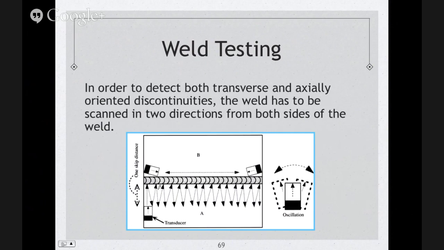In order to detect both transverse and axial discontinuities, the weld has to be scanned in two directions, from side to side, right? So axial discontinuities, right, would be those discontinuities that are going along the axis of your weld.